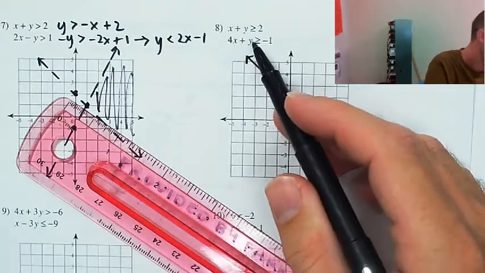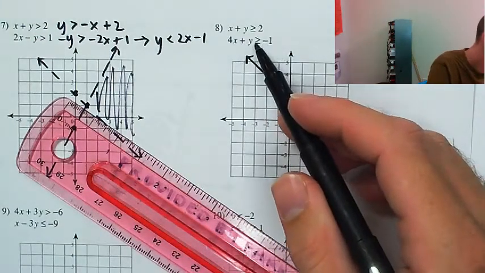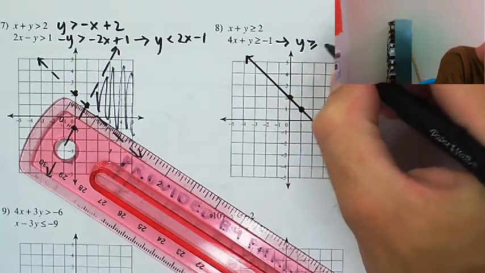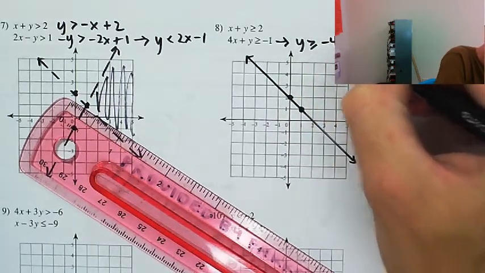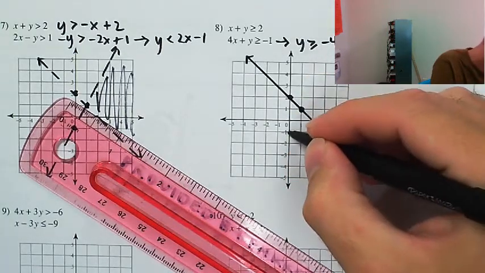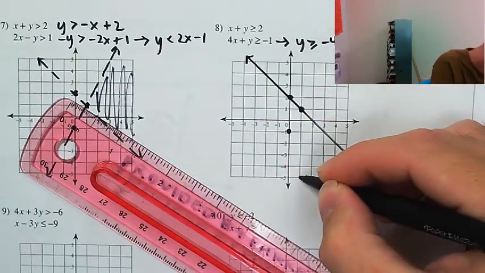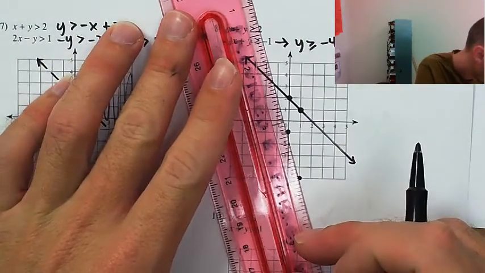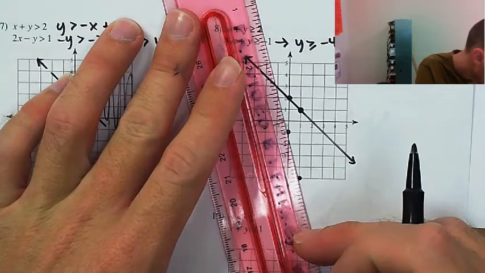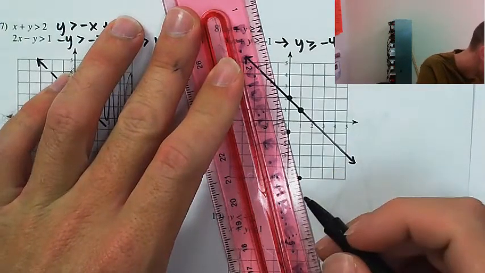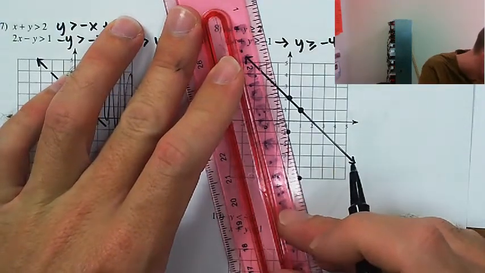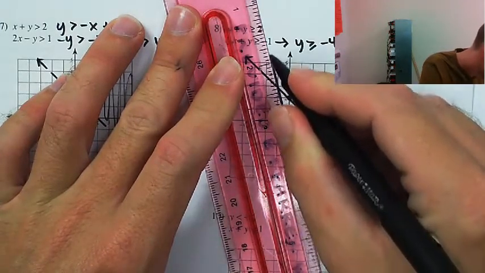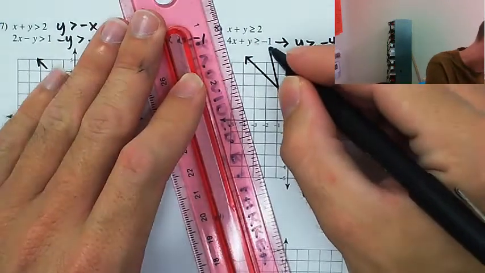Okay, and then 4x plus y is greater than or equal to 1. Well, I might just solve for that one. Y is greater than or equal to negative 4x minus 1. Okay, so this one's going to be solid as well. Give it a slope of negative 4. And then I think that's supposed to run in at that grid spot. Let's see if that works. Oh yeah, it did.